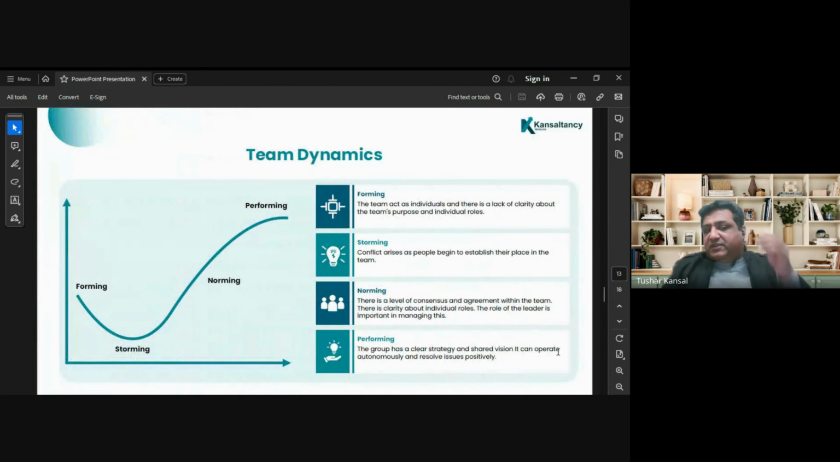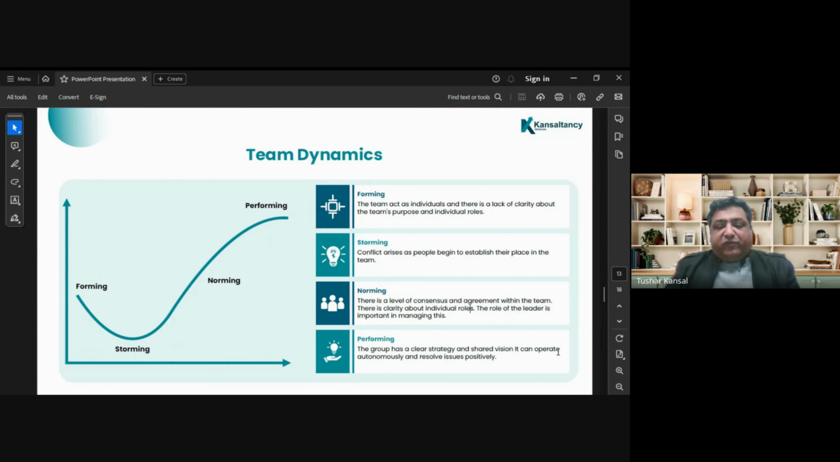Now, team dynamics. Always remember, when a team gets formed, there is an initial phase with a lack of clarity, and everyone is talking to each other, discussing and analyzing other people. Then slowly people start to try to establish their place in the team. That is the storming phase. Then there is a norming phase, where everybody knows that this guy is a leader and this guy's knowledge is very nice. So there is a consensus and agreement between them. Then slowly the clarity comes about individual roles. And the role of the founder is very important in managing this whole process.